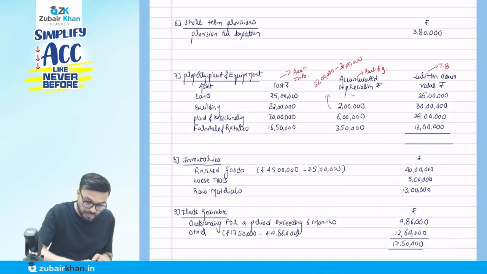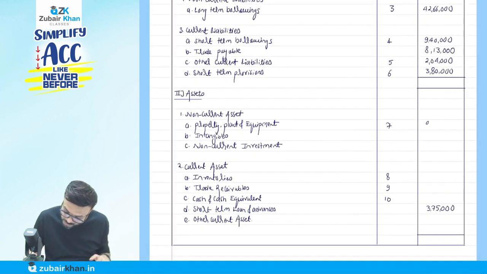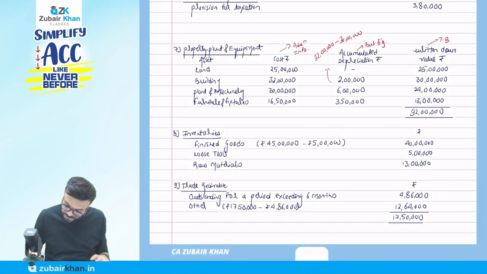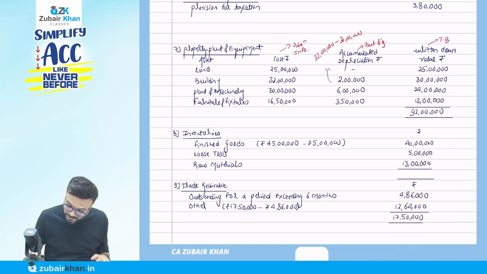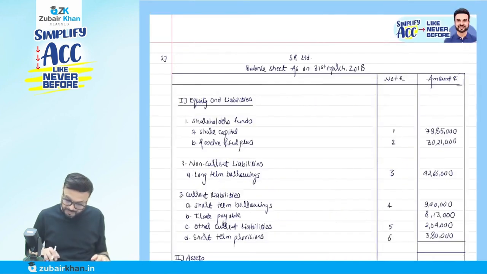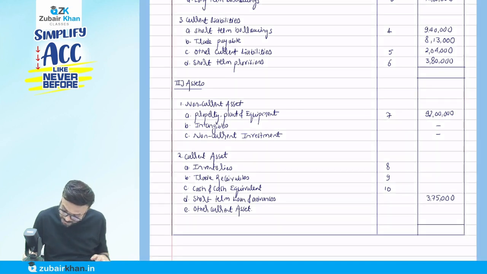Now PPE. Do the total of PPE: 25 lakh plus 30 lakh plus 24 lakh plus 13 lakh, that is 92 lakhs. Write down here 92 lakhs. Then we have 40 lakhs plus 5 plus 13, that is 58 lakhs. 58 lakhs is inventories.